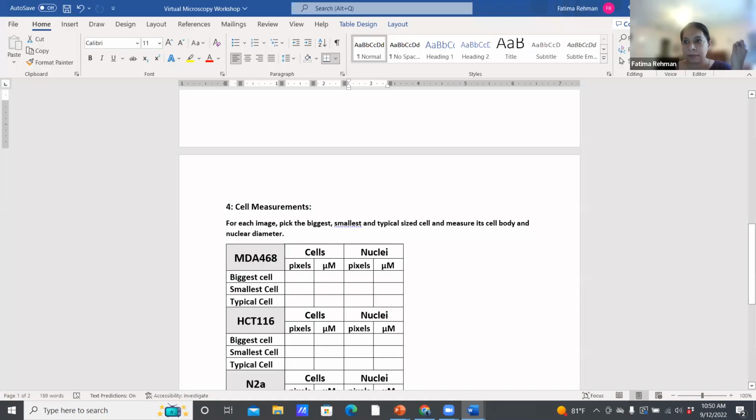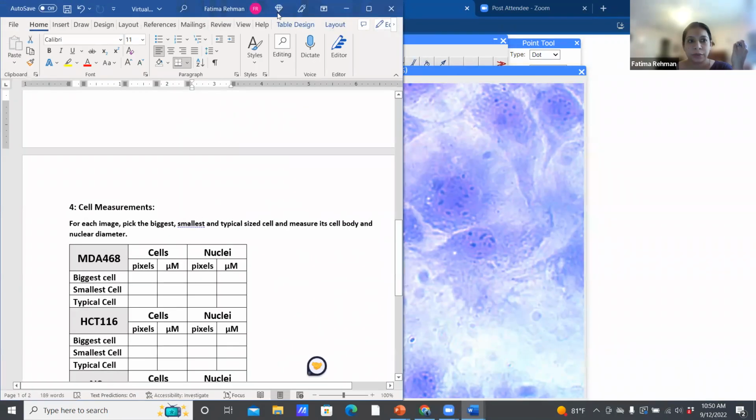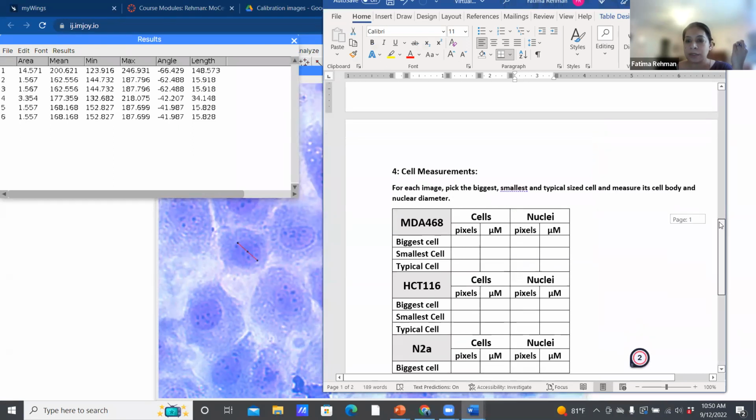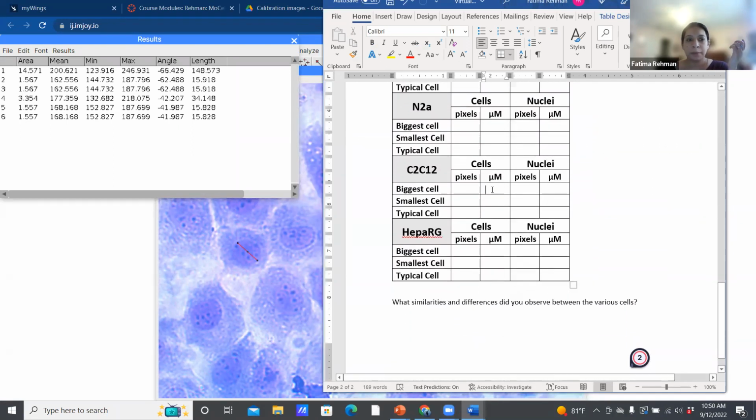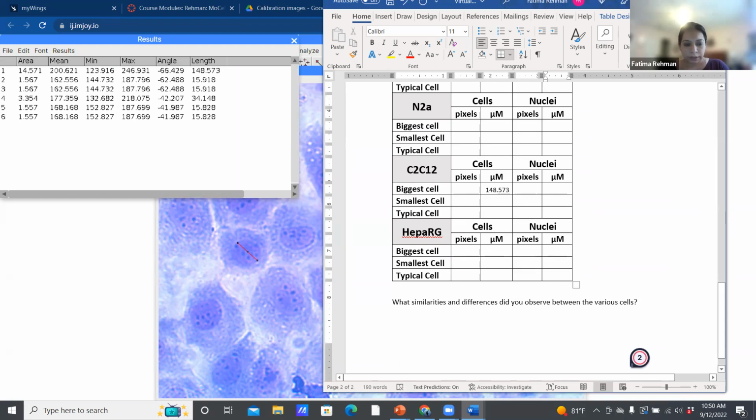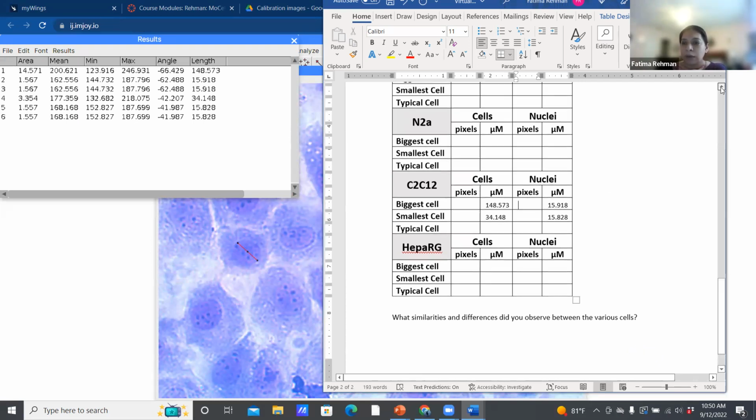148.573, right? Let's fill some of this out so we can do that. For the one I was looking at, the biggest cell was 148.573, and the nucleus for that was 15.918. You don't want to use more than 3 decimal points, by the way, ever. Then the other cell was 34.148 and 15.828, right?